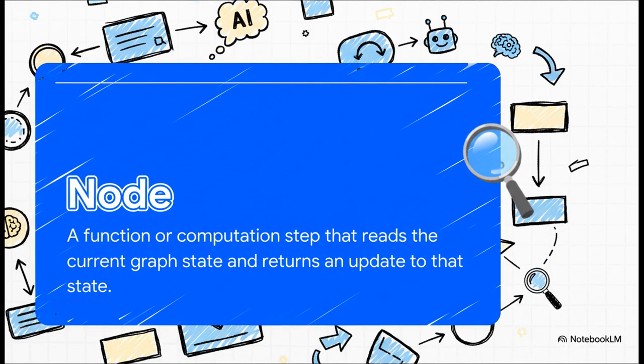And the second piece, that's the node. If the state graph is the whiteboard, the nodes are the ones doing the writing. They're the doers. They're the functions that perform actions or, well, think. A node walks up to the whiteboard, reads what's there, goes off and does its job, and then comes back to write the result right back on that same whiteboard.